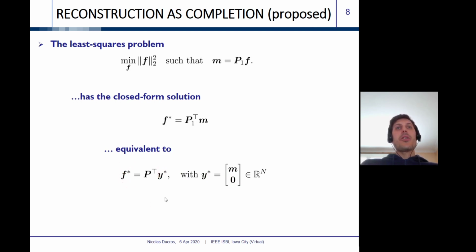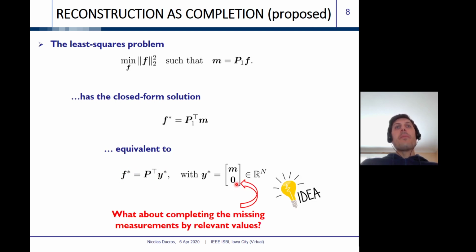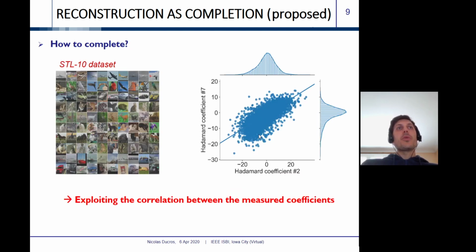So the idea here is to replace those zero values by some relevant values to improve the quality of the reconstruction. How to do so? Well, let's have a look at a very large number of images by considering a database.